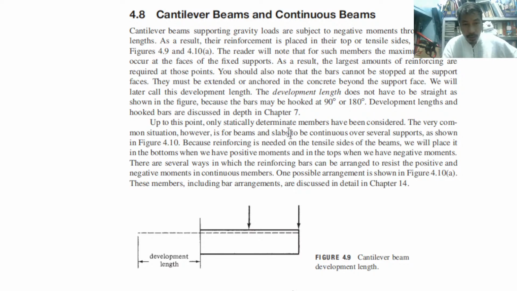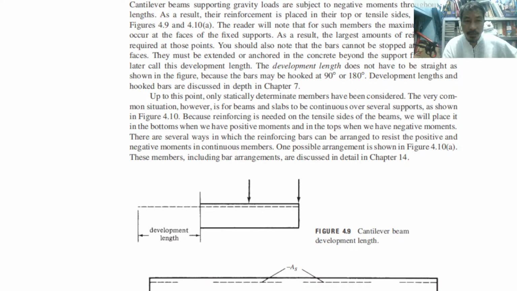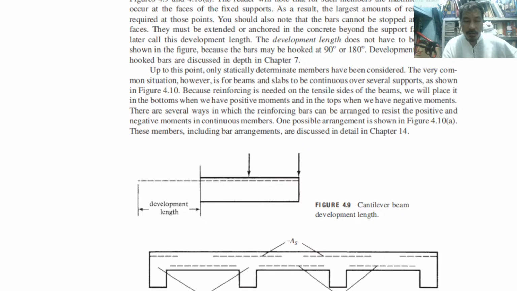Up to this point, only statically determinate members have been considered. The very common situation, however, is for the beams and slabs to be continuous over several supports. Beams and slabs in reality are somewhat continuous. There are more applications with continuous beams and slabs, particularly in buildings. In bridges, more application is simple beam, simple support. But in buildings, more application is on continuous and cantilever.